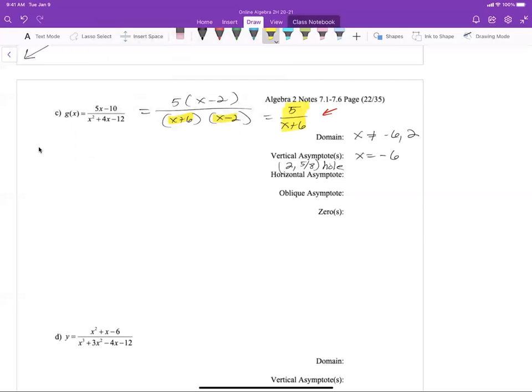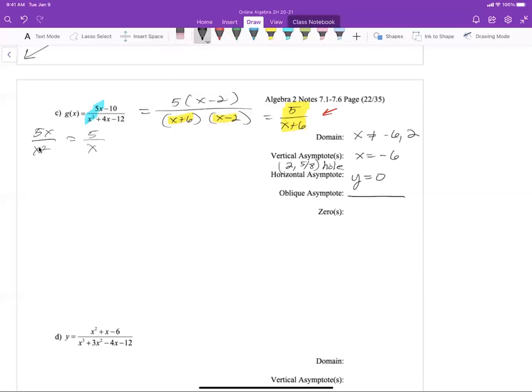Horizontal asymptote describes end behavior. So let's take a look at that. In end behavior, I have to look at my dominant terms. I have 5x in the numerator and x squared in the denominator. So I can simplify that to 5 over x. And so as x gets really large, I am going to approach an actual horizontal asymptote at y equals 0. If I have a horizontal asymptote, I do not have an oblique asymptote.